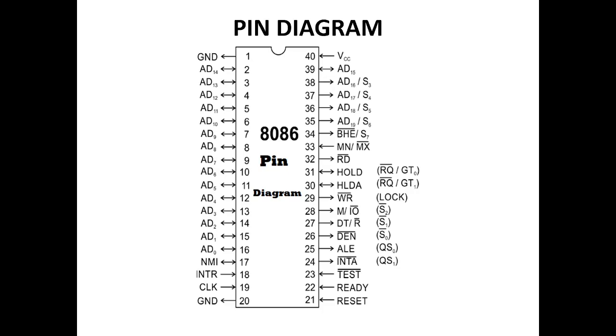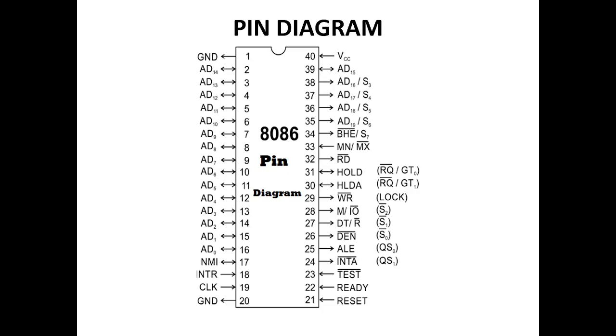Pin 33 is used to select between the minimum mode and the maximum mode. This pin indicates what mode the processor is to operate in. Next, the memory IO pin is used to distinguish a memory access from an IO access. Memory means the voltage is high, that means 1. IO is low, 0. If the 0 signal comes, that will act as IO.